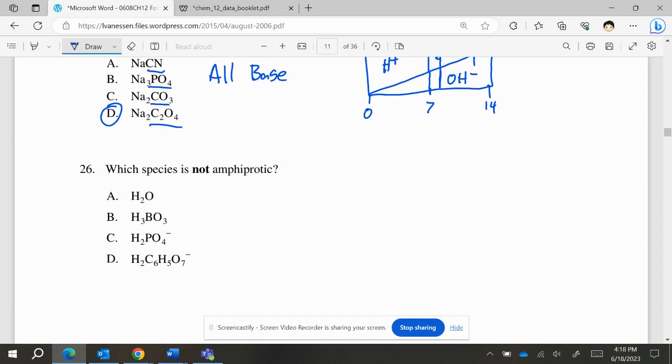Which of the following is not amphiprotic? So amphiprotic has to have a free hydrogen and a negative ion, or can be water. So here's water. This one has a free hydrogen and a negative ion, a free hydrogen and a negative ion. So it can't be this, it can't be this, and it can't be this. So H3BO4 is our one that is not amphiprotic. This is only an acid.